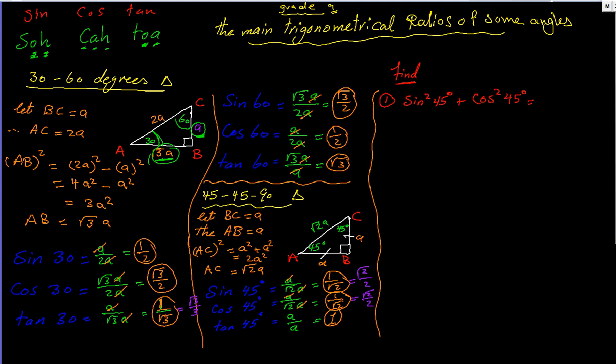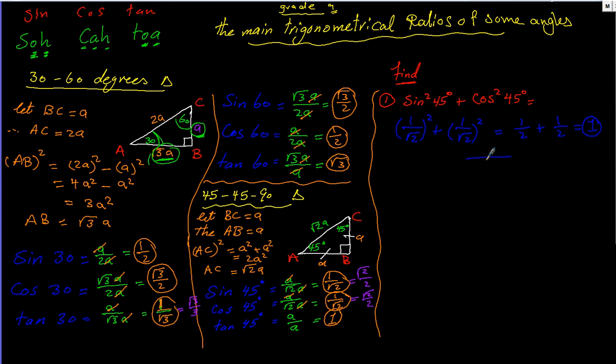Okay, at first, sine 45 degrees equals what? Here, sine 45 equals 1 over root 2 or root 2 over 2. Okay, use 1 over root 2. But it's sine power 2, so it's 1 over root 2 power 2, plus cosine 45, also 1 over root 2, power 2. It's going to be equal to 1 over 2 plus 1 over 2, half plus half equals 1.